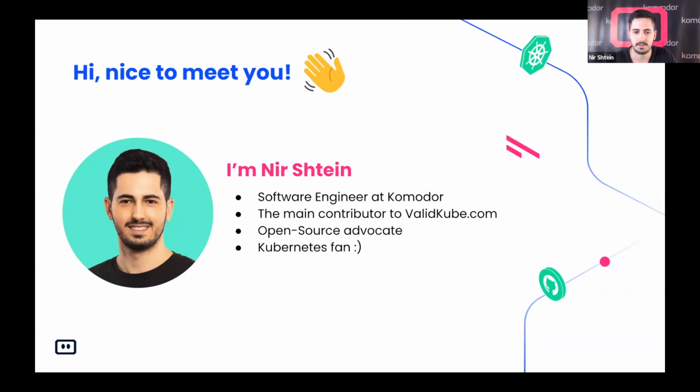A little bit about ValidKube. ValidKube is an open source project that aggregates five other open source tools that let you validate, clean, secure, and run audit checks on your Kubernetes YAML files. You're welcome to visit validkube.com and, of course, to contribute. More than that, I'm an open source advocate and general huge Kubernetes fan. So without further ado, let's start.